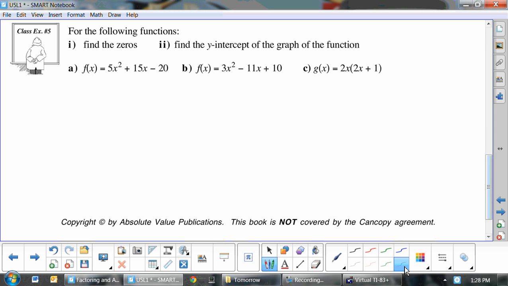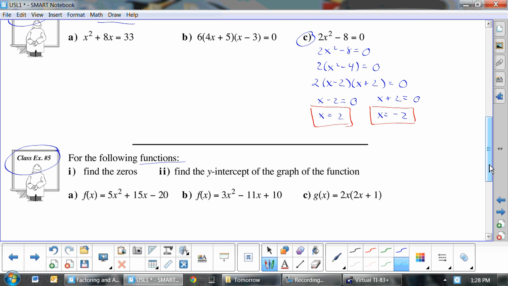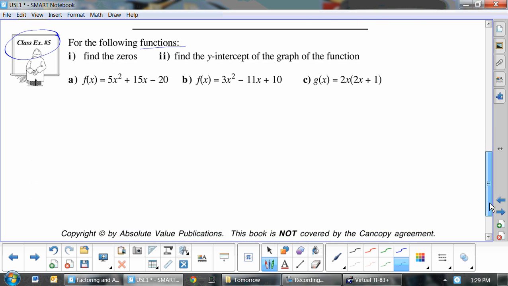So now in example 5, we're dealing with functions. No, you don't have to verify it because you're not working with a radical. Yeah, so that's a good question. Remember, if it was like this, then you would verify it. But lucky for us, it's not. Okay.